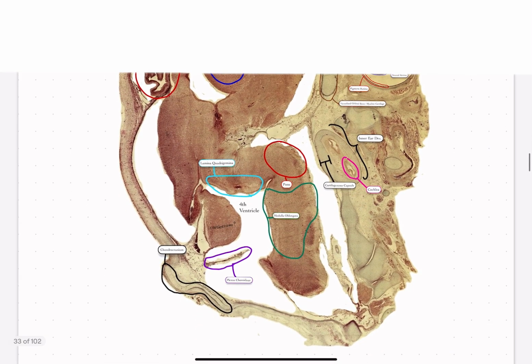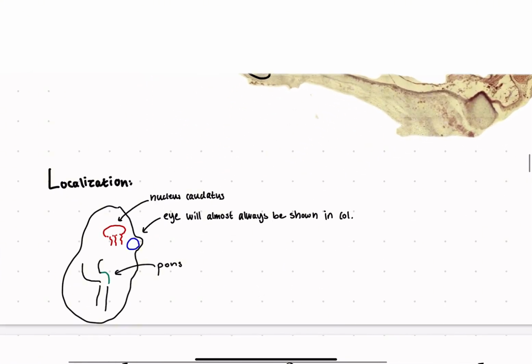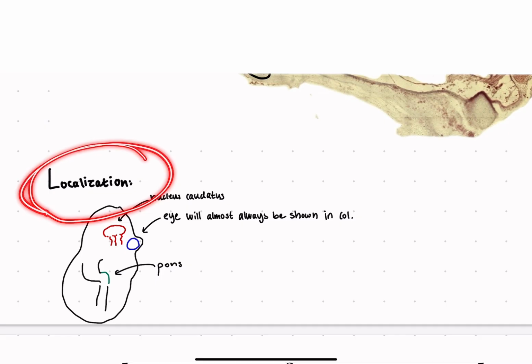Let's start by talking about the medulla oblongata, the pons, and the lamina quadrigemina. These are some of the most identifiable structures of the brain, and it's also one of the 3 structures or landmarks that I would like you guys to know about in regards to the general brain area.